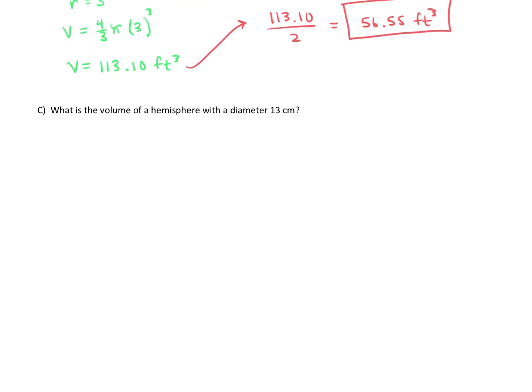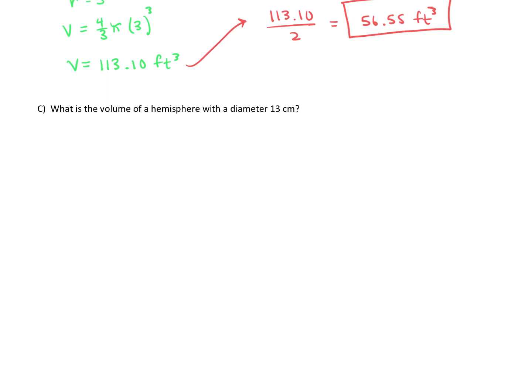All right, one more. What is the volume of a hemisphere with a diameter of 13 centimeters? All right, we got tricky. We have a diameter instead of a radius. So good thing we know that relationship. If your diameter is 13 centimeters, the radius will just be half of that. So we're going to use a radius of 6.5 centimeters. We're going to find the volume of the sphere, and then we'll cut it in half for a hemisphere.